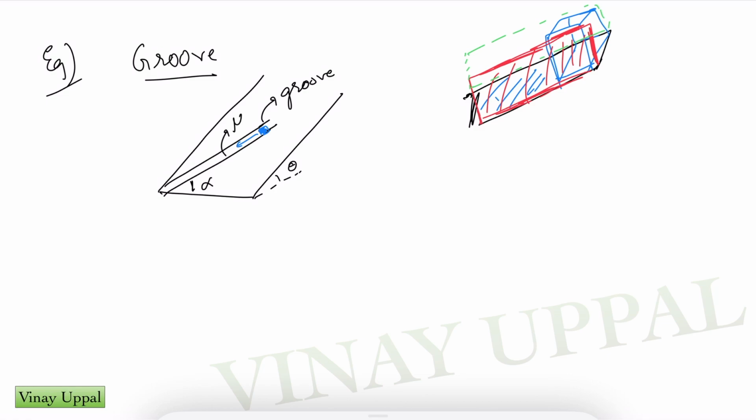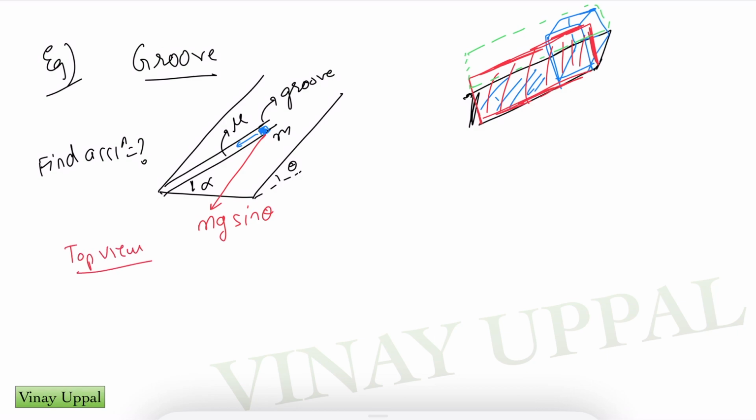So suppose I have coefficient of friction mu, and I want to find the acceleration. This block is released, and let's say mass is m. I want to find the acceleration. So first of all, what will be the component of gravity along the incline? Along the incline, we know the component of gravity will simply be mg sin theta, and perpendicular to the incline will be mg cos theta.